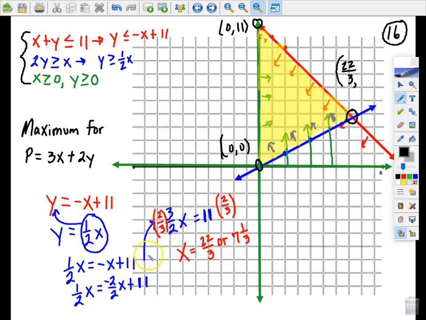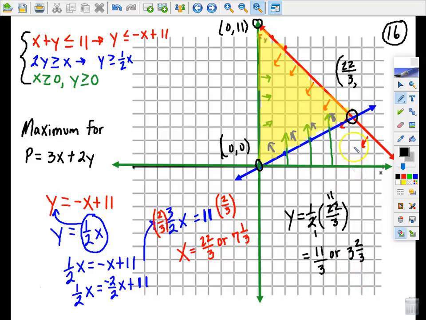Well, if we know what x is, then it's easy enough to solve for y just by replacing either one of these x's with 22/3. All right, so let's just say, for example, the blue, y equals 1/2 times 22/3. Okay, we can do a little canceling here because 2 goes into both of these numbers, and we end up with 11/3, or in mixed number form, that's 3 2/3.